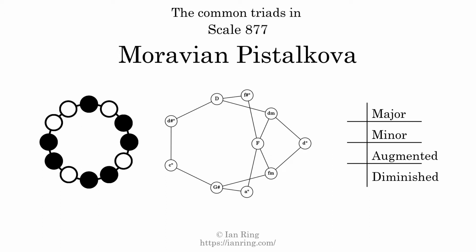The diagram in the center is a graph of parsimonious voice leading between triads. There are 3 major triads. There are 2 minor triads. There are no augmented triads. There are 5 diminished triads. Here is a Hamiltonian path of parsimonious voice leading that uses all the triads.